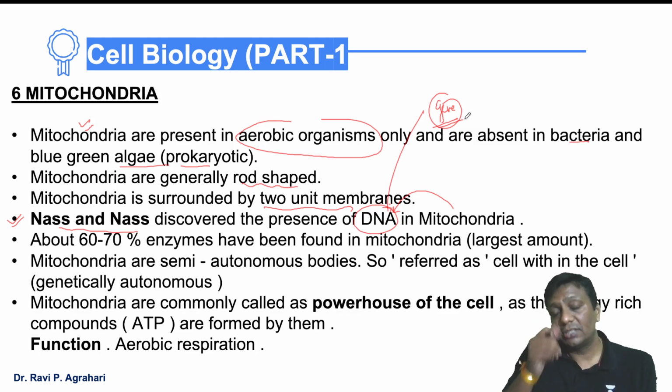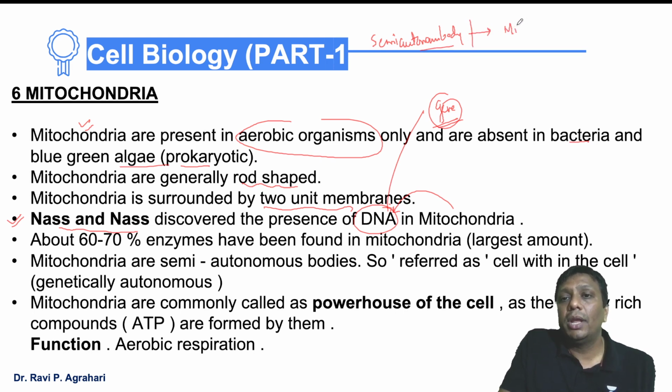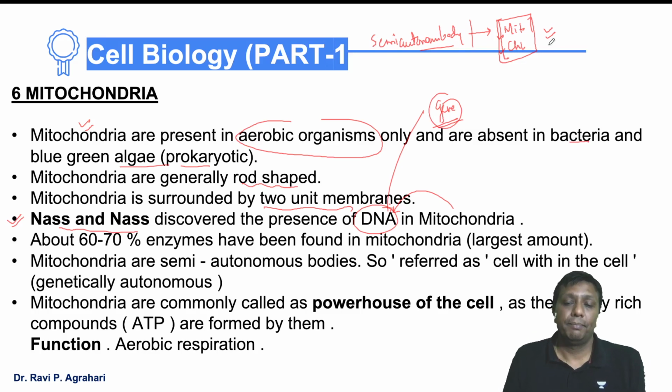Okay, UPSC asked the question, which cell organelle is called a semi-autonomous body? So which organelle is also called a semi-autonomous body? Then the answer was mitochondria and chloroplast. Because apart from the nucleus, guys, mitochondria and chloroplast are also those organelles that have DNA.